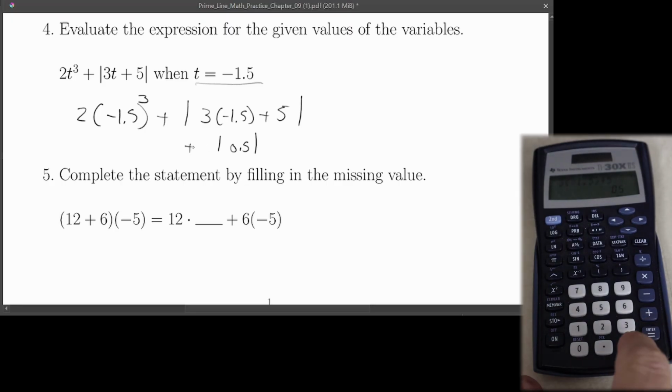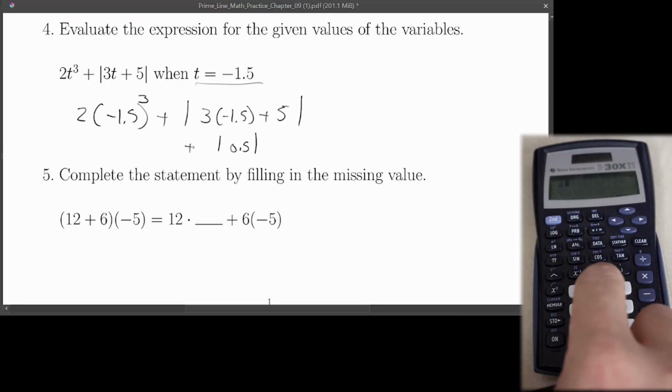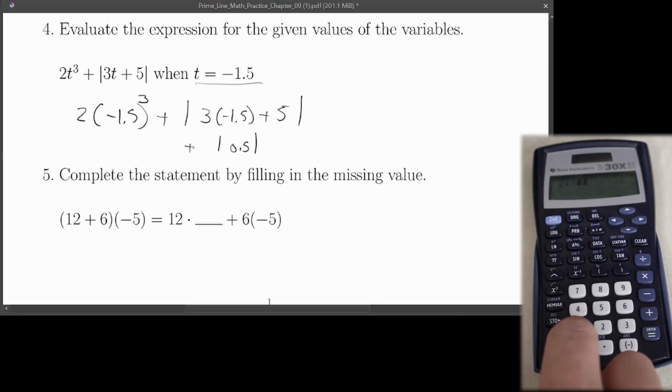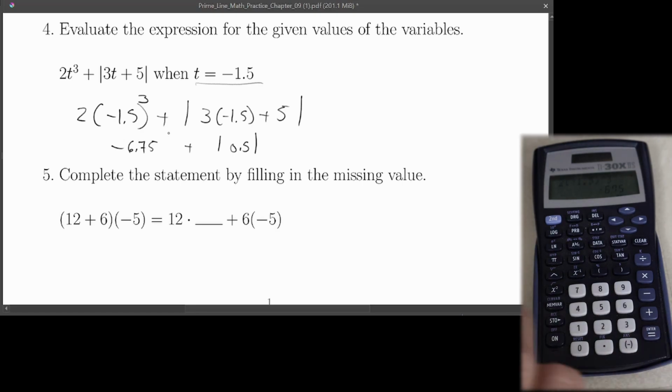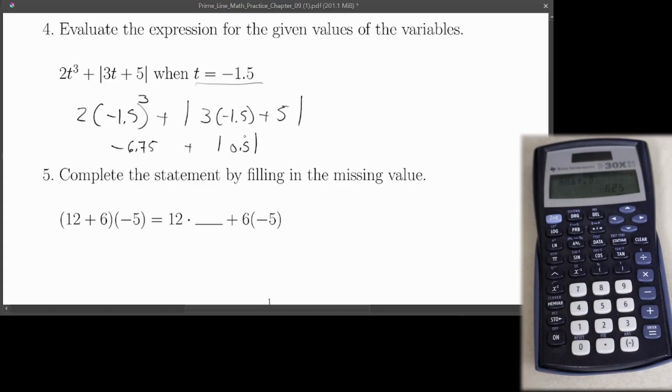Plus, if we do our 2 times -1.5 cubed, that gets us to -6.75. And we can just drop the absolute values there, add it together, so we can add 0.5 to that, and we get our final value of -6.25.